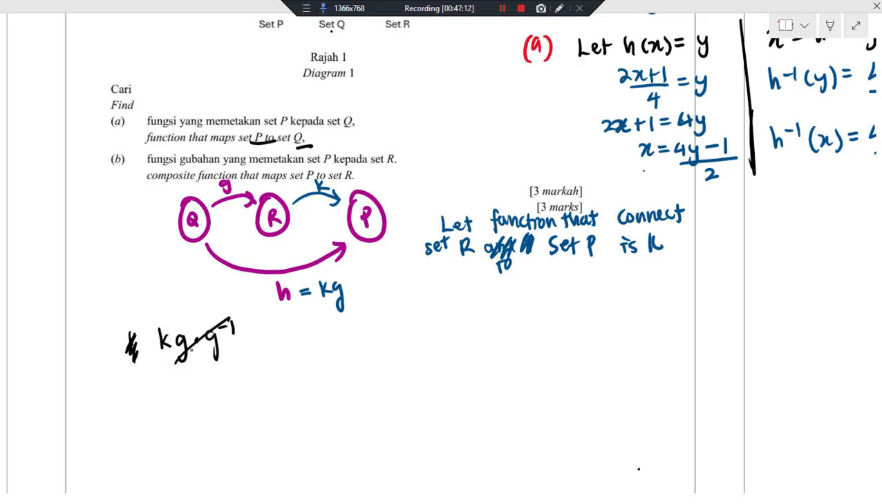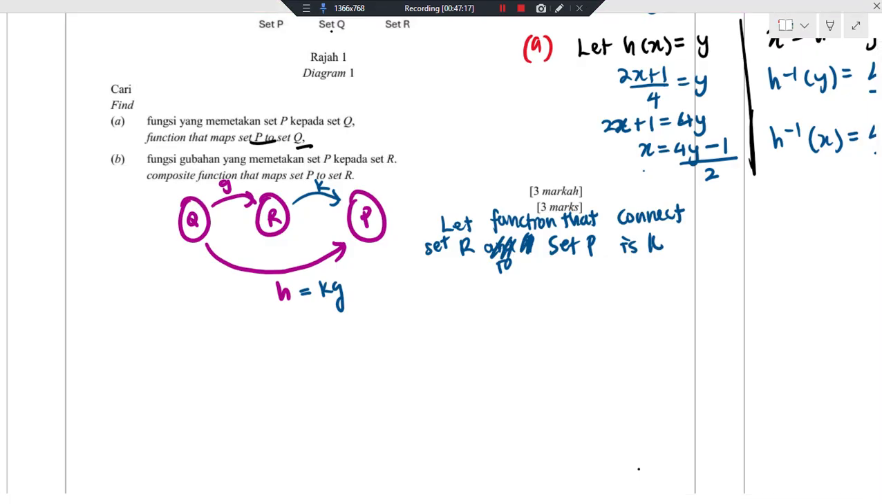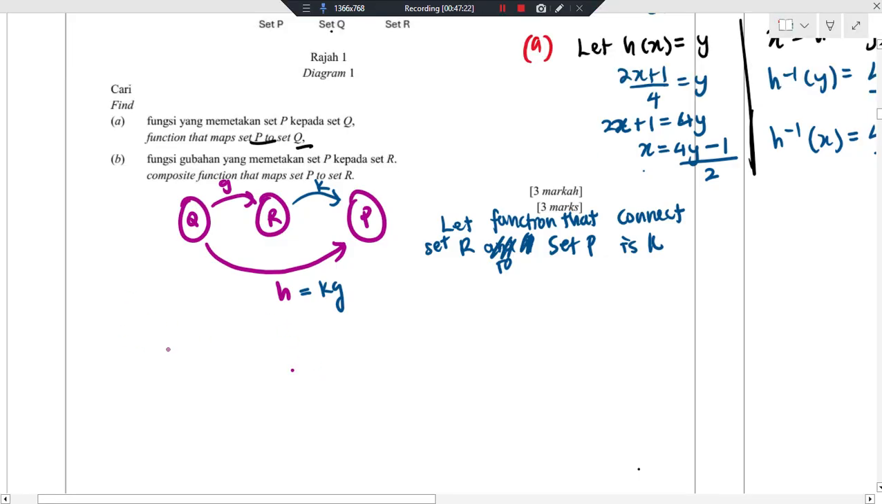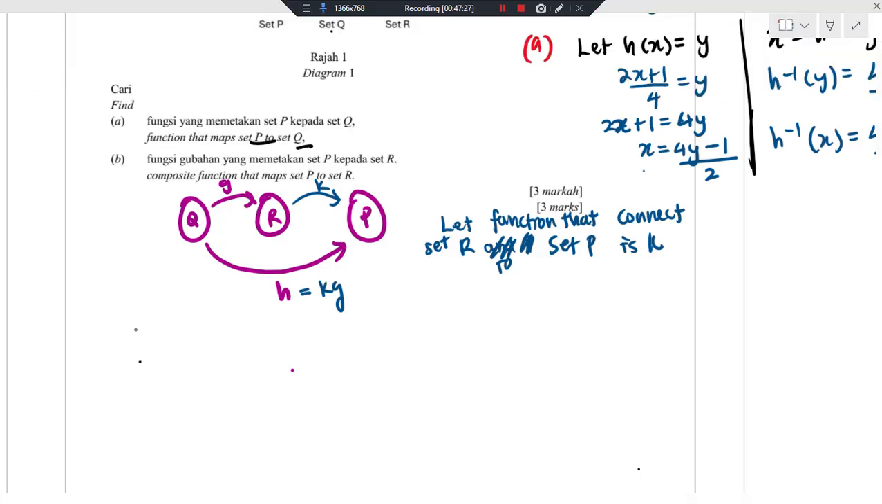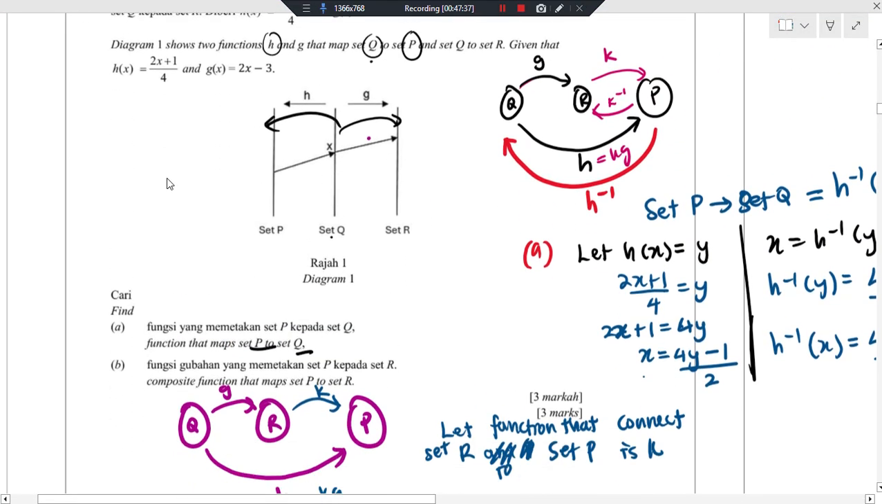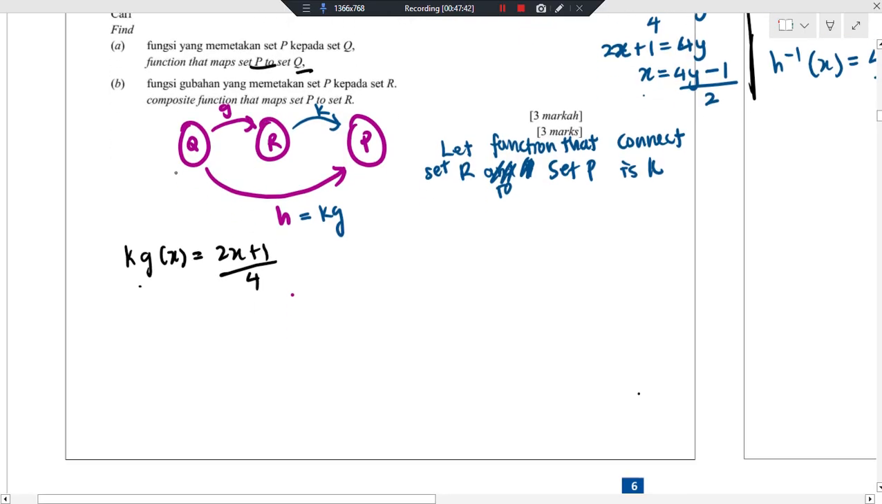Let's say KGX. KGX is actually H. Remember, what is H? 2x plus 1 over 4. Okay. Lepas tu, apa kita nak buat? We need to... GX ada tak dekat kita? What is GX? 2x minus 3, ya? So, we use the outside function method. 2x minus 3.